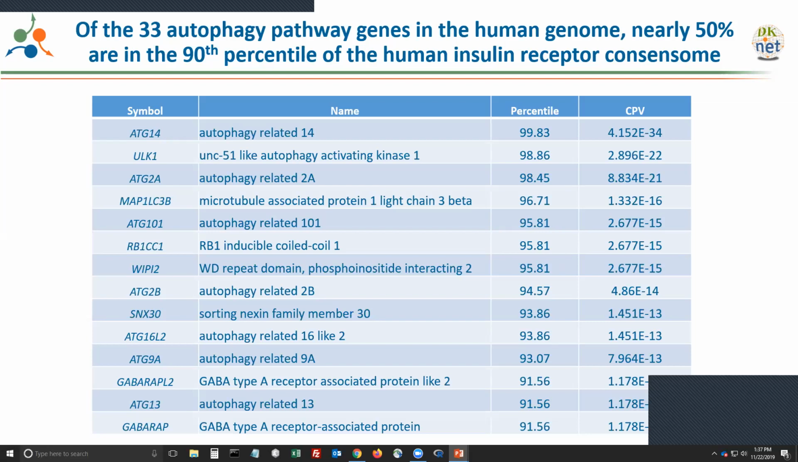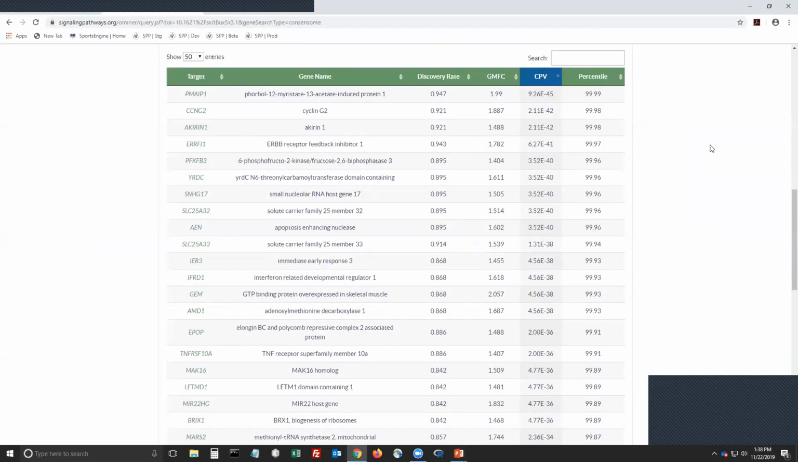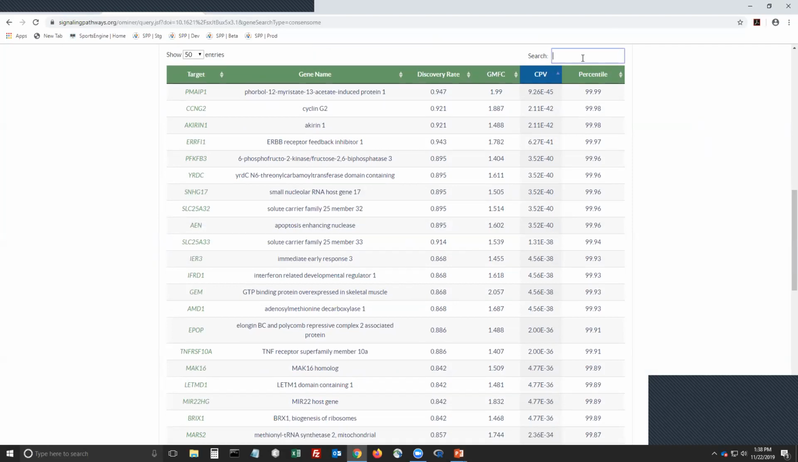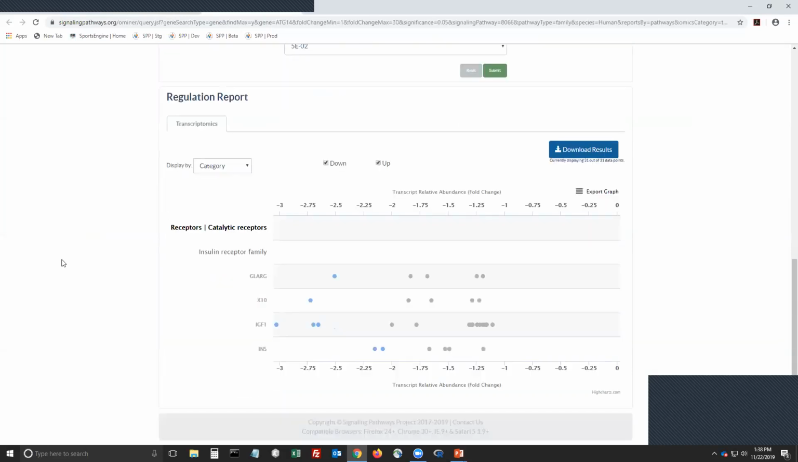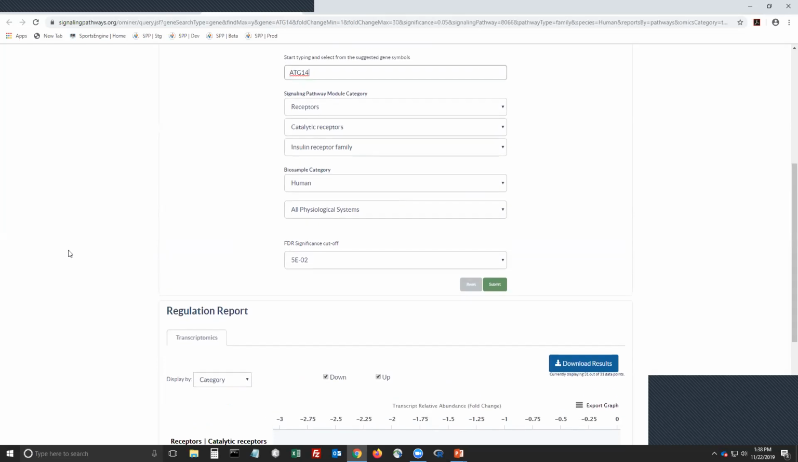So this leads us to the hypothesis that in addition to regulation of autophagy at the protein level, signaling through insulin receptors supplements that level of regulation by modulating the expression of messenger RNAs encoding factors in the autophagy pathway. All right. So now here, if you're looking at the regulation report, first let's filter on ATG14, one of those autophagy genes that was highly implicated in insulin receptor signaling. Now, if we click on that gene, it takes us to a single gene transcriptomic report for the most highly ranked factors. And remember, it maintains our filters that we initially picked for our consensome. So what we're looking at is a single gene search of ATG14 for catalytic receptors, insulin receptor family.